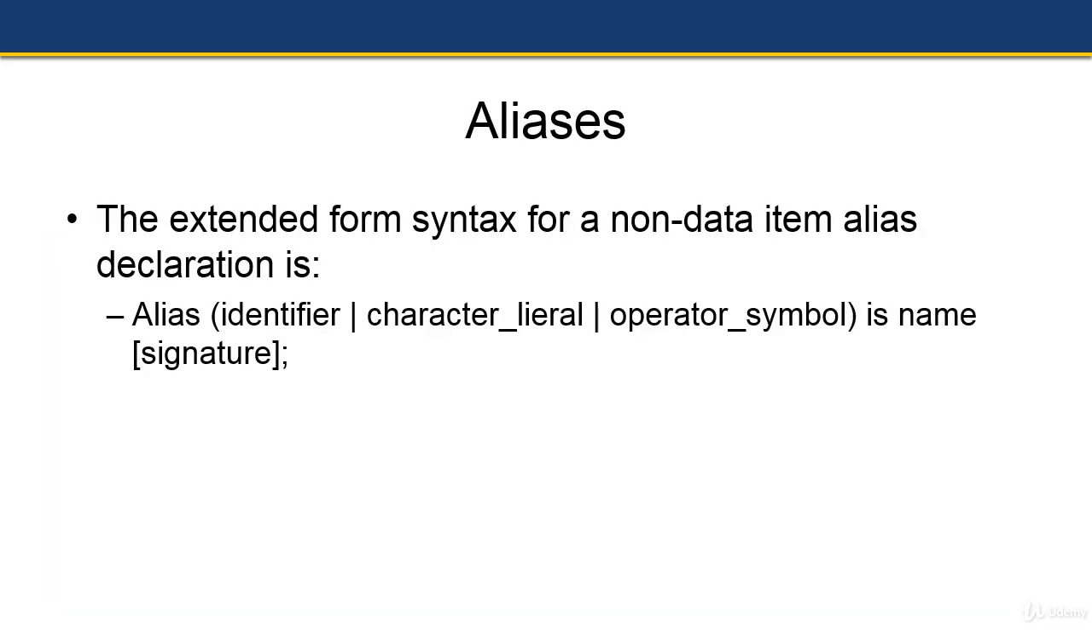The extended form syntax of an alias declaration is as follows. Alias, which is followed by identifier or character literal or operator symbol, is name, followed by bracket signature end bracket. We'll talk more about that later.